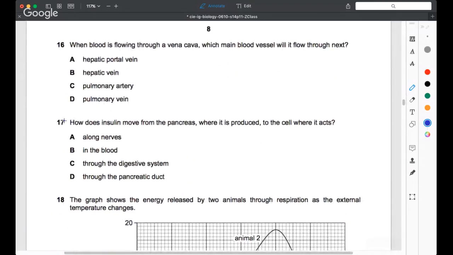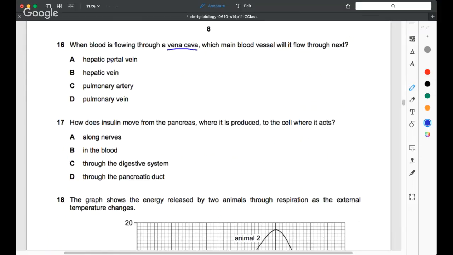When blood is flowing through the vena cava, which main blood vessel will it flow through next? So if you remember, the vena cava returns blood back to the heart. It's your big vein. So it's returning blood from the body tissues back into the right side of the heart. From the right side of the heart, all of our blood goes to our lungs. So the correct answer is C. We're going to go through the answers and see which ones it can't be.